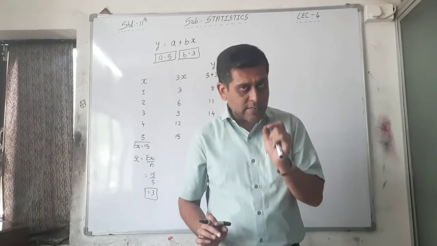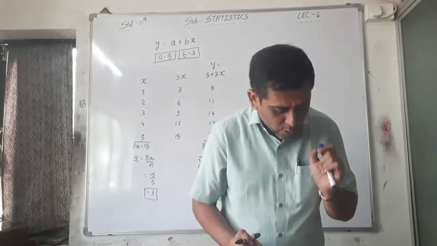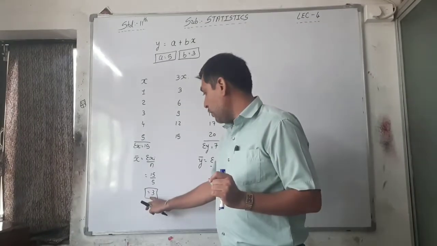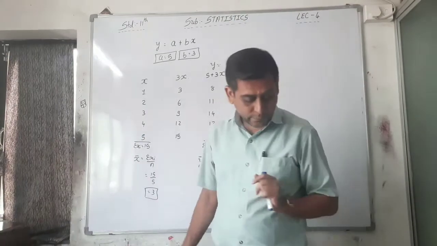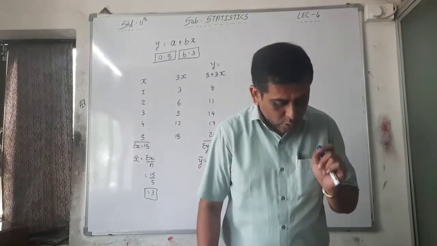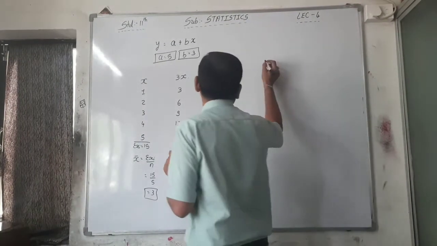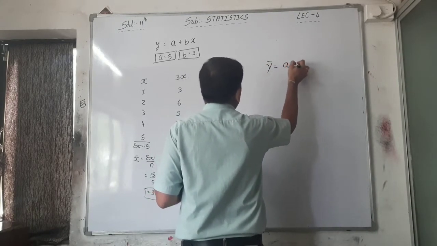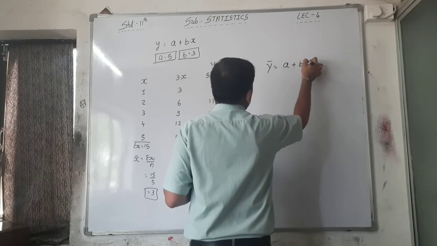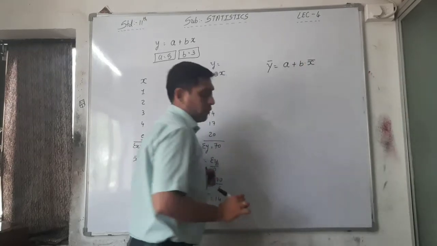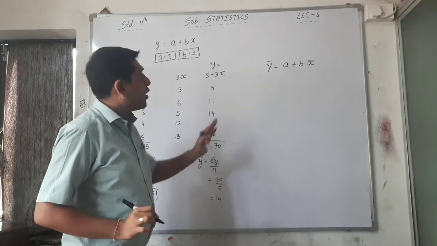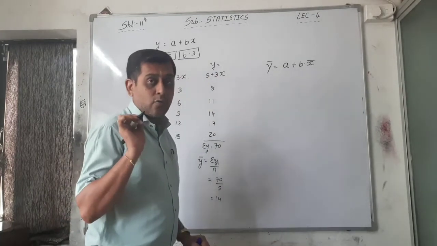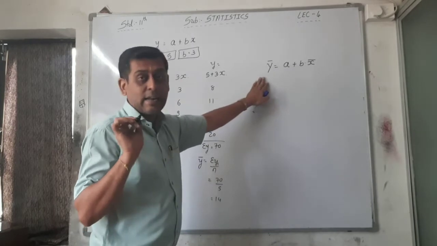So the main thing is the last line. See, I am reading the last line again. If we know x bar, that is the mean of x, that is 3, then we can use this formula: y bar is equal to a plus b into x bar. By using this formula, we can find the value of y bar directly.